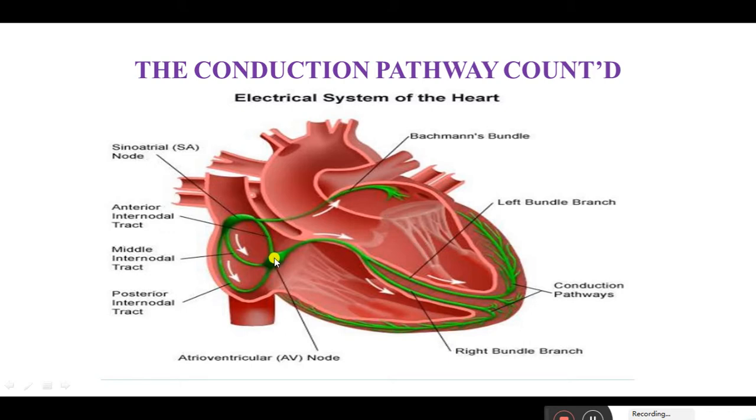So the AV node collects this impulse and delays its transmission down to the bundle of His and through the Purkinje fibers to generate ventricular contraction.